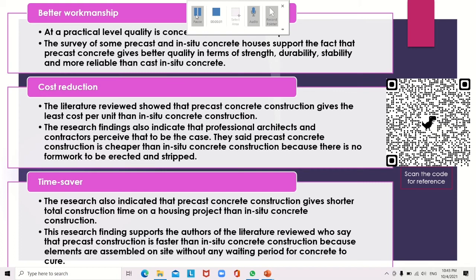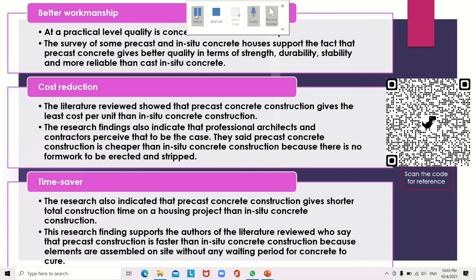The next reason is cost reduction. The literature review showed that precast concrete construction gives the least cost per unit compared to in situ concrete construction. The research findings also indicate that professional architects and contractors perceive that to be the case. They said precast concrete construction is cheaper than in situ concrete construction because there is no formwork to be erected and stripped.